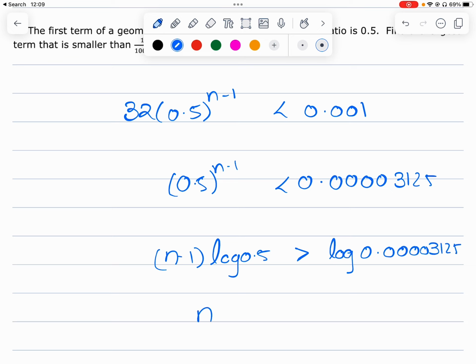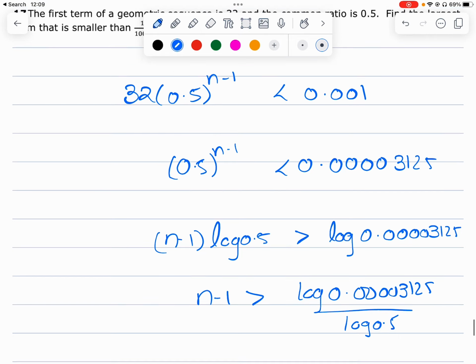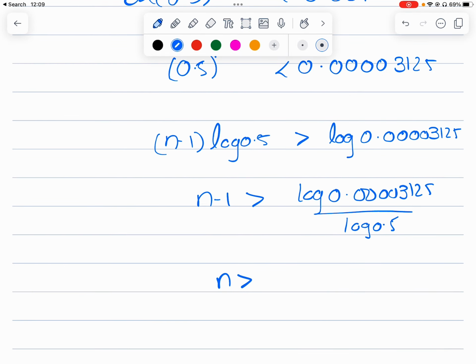0.00003125. So n minus 1 is greater than log of 0.00003125 divided by log 0.5. So n is greater than 15 point something when you simplify this, so n equals 16. That's going to be the answer.